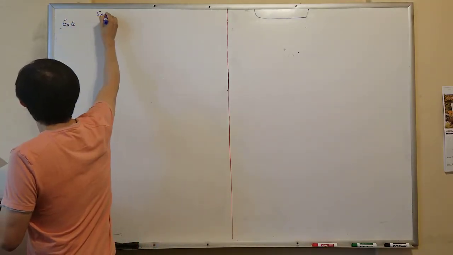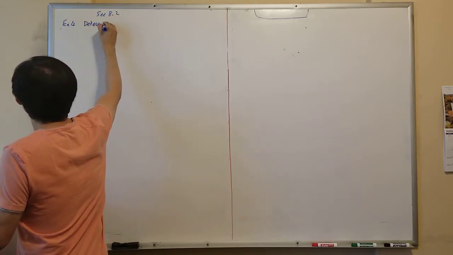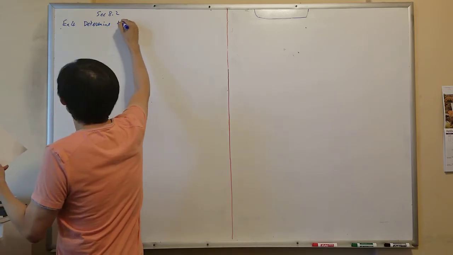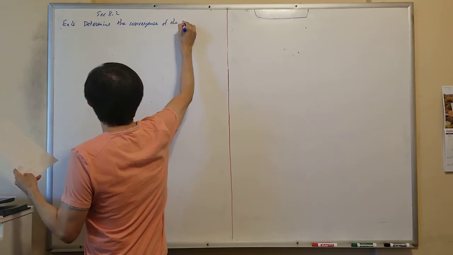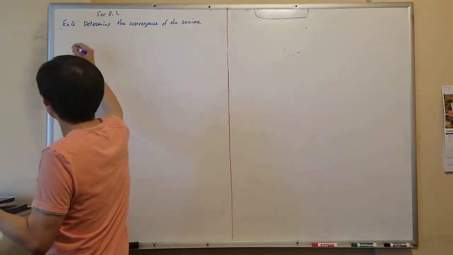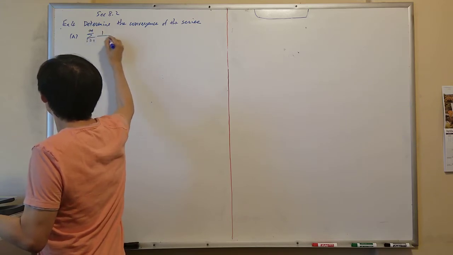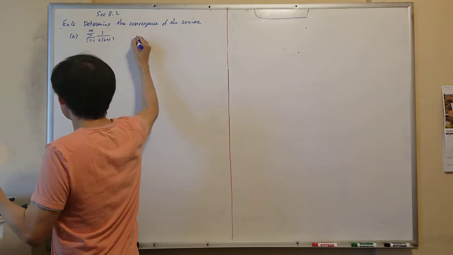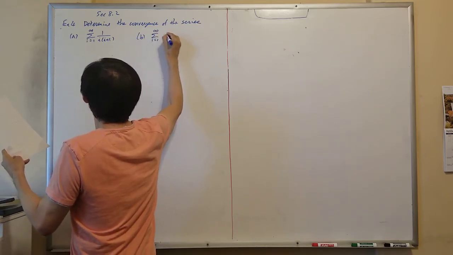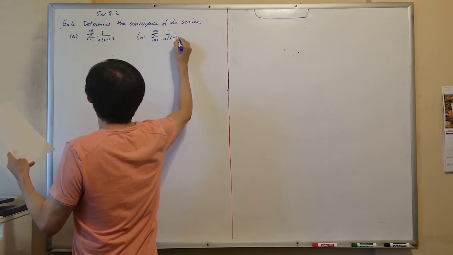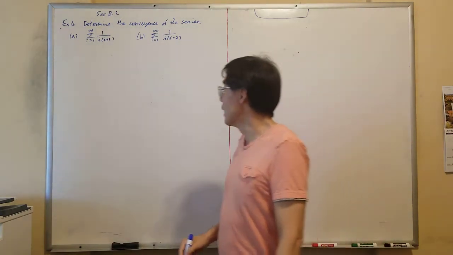Example 4, section 8.2, example 4. Determine the convergence of the series: A, the sum from I equals 1 to infinity of 1 over I times I plus 1. And B, the sum from I equals 1 to infinity of 1 over I times I plus 2. Okay? Alright.